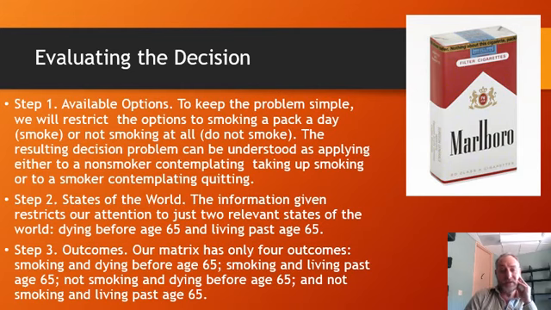Step 3 is outcomes. So our matrix has only 4 outcomes: smoking and dying before age 65, smoking and living past 65, not smoking and dying before 65, and not smoking and living past 65. So similarly, a simple matrix to the contraceptive study. 2 options, 2 states of the world.